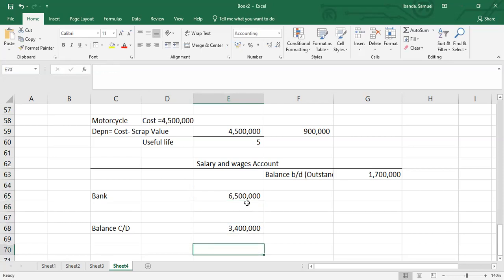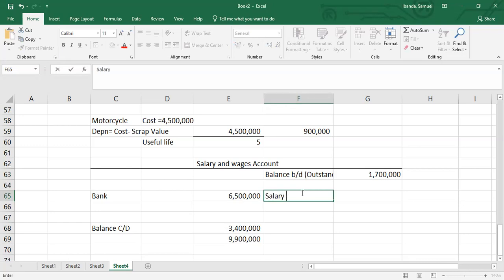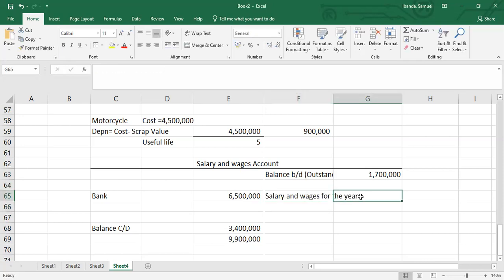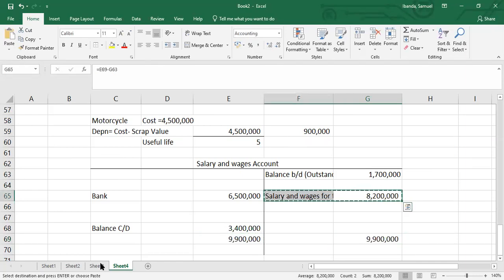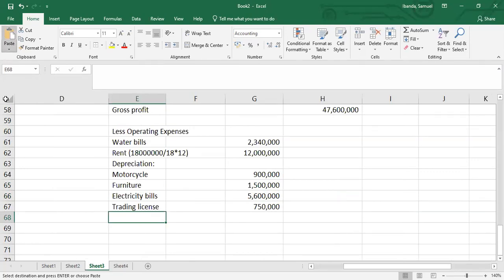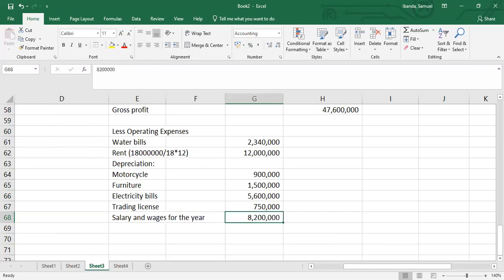Now, as you can see, the same way we did the other side, this account does not balance. So I'm going to balance it off here. I get 9.9, and here it has 1.7. So it means that there is a balancing figure, and this balancing figure is the salaries and wages for the year, which is 9 minus this 1.6. It's 8.2, our answer. So these salaries and wages for the year are the ones that we take to our P&L. As you've determined it here, you now bring it right here.